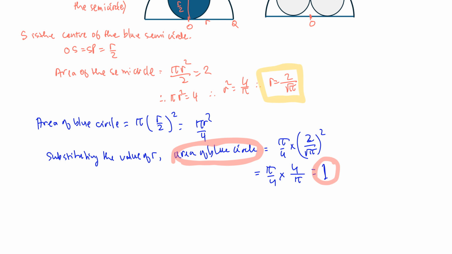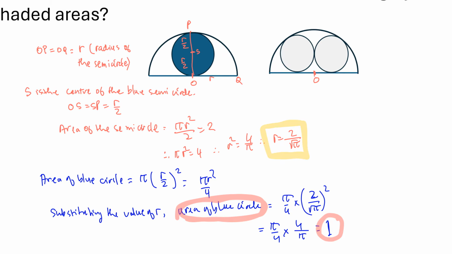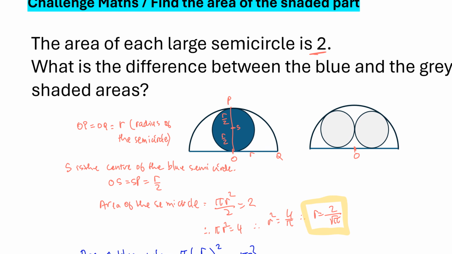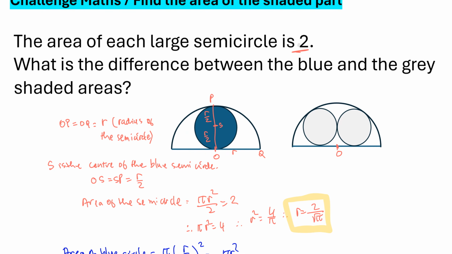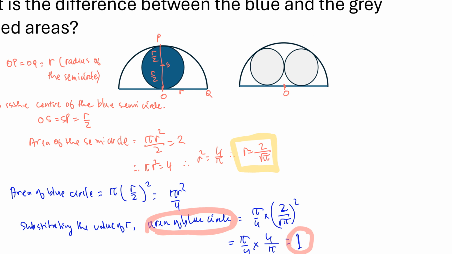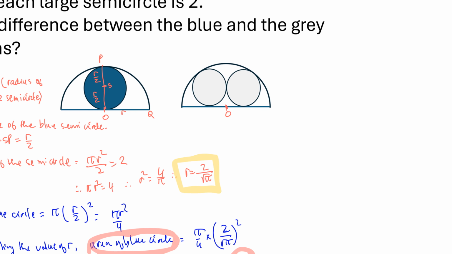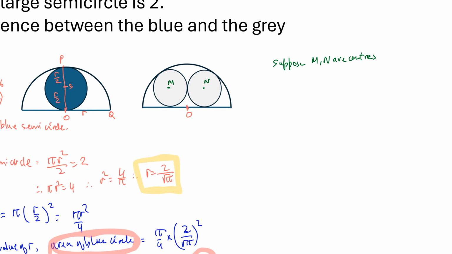So then I know the blue circle, so now comes the grey circle. What do we do with the grey circles? Because we need to find the area of the grey circles too. So when we come to the grey circles, once again we will mark the centers. So suppose M and N are centers of grey circles.